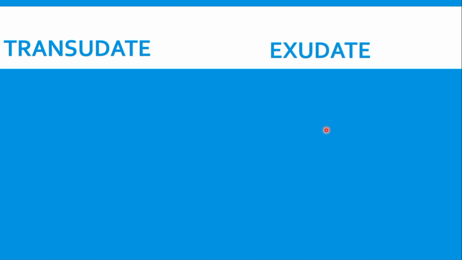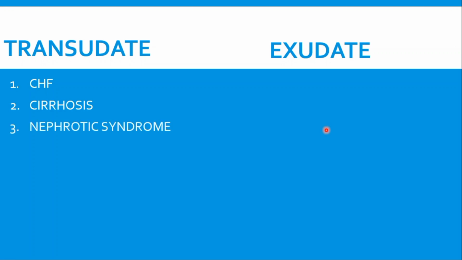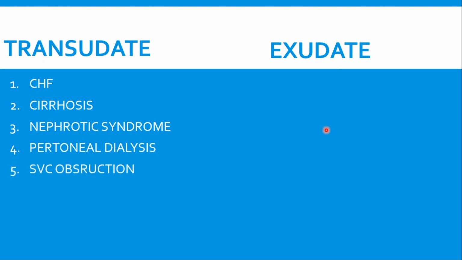Now let's see the causes of transudative and exudative pleural effusion. This is a very important table which you can expect in your questions. As I said, congestive heart failure causes high hydrostatic pressure, causing transudative pleural effusion. Liver cirrhosis can cause low oncotic pressure, nephrotic syndrome low oncotic pressure, and peritoneal dialysis, superior vena cava obstruction, myxedema, and urinothorax all cause transudative pleural effusion.